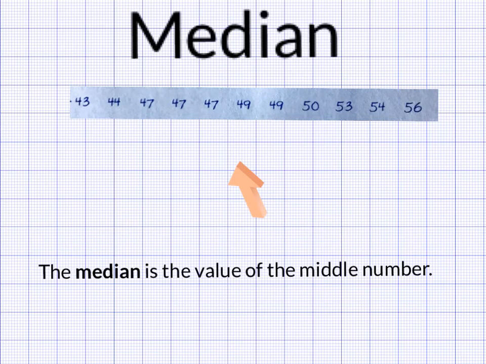Here we're looking for the median. The median is the value of the middle number. So here we have 11 numbers. So the middle one has to be the sixth number. So here we have the median is 49.